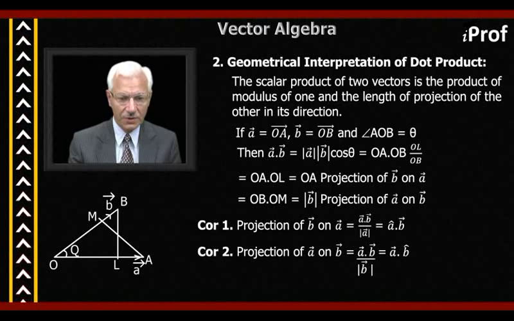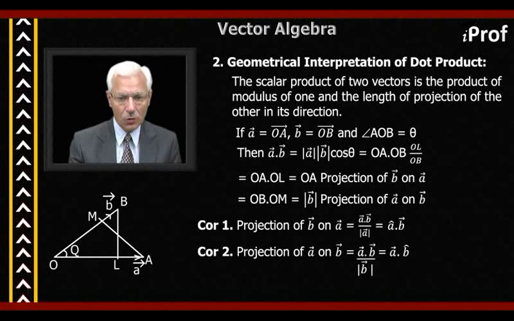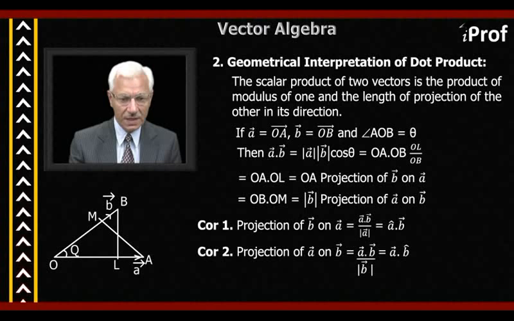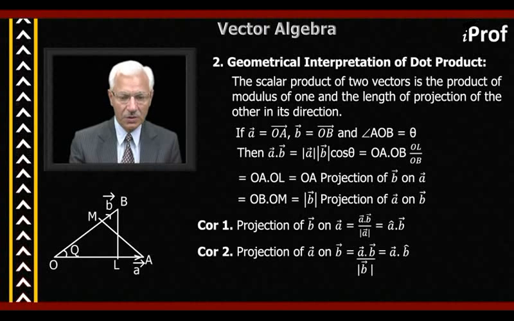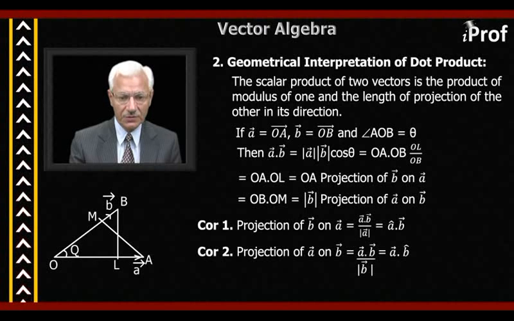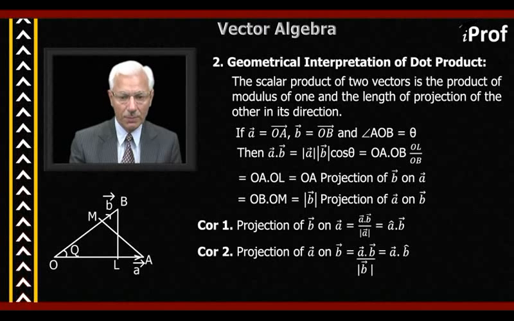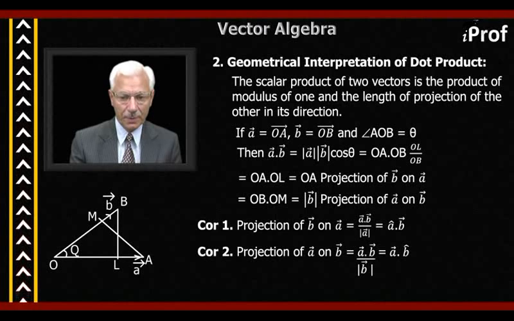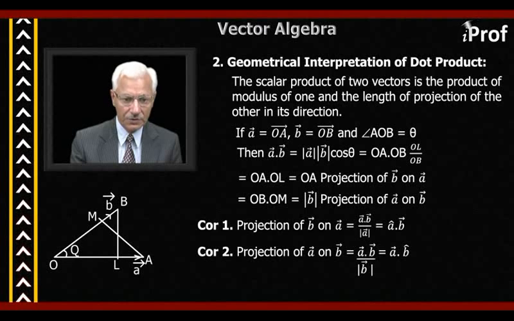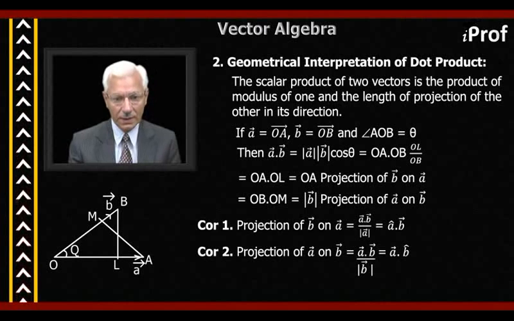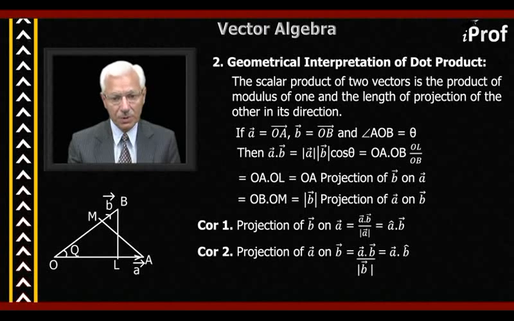If A is equal to vector OA, B is equal to vector OB, and angle AOB is equal to theta, then A dot B is equal to modulus of A into modulus of B cos theta, which can be written as length OA into length OB, and cos theta becomes OL upon OB, where BL is perpendicular from B on the direction of OA. Therefore, it is equal to OA into OL, which is equal to OA multiplied by the projection of B on A.